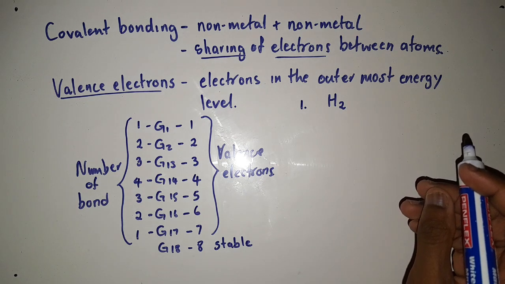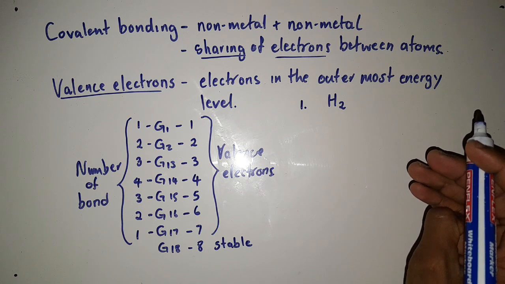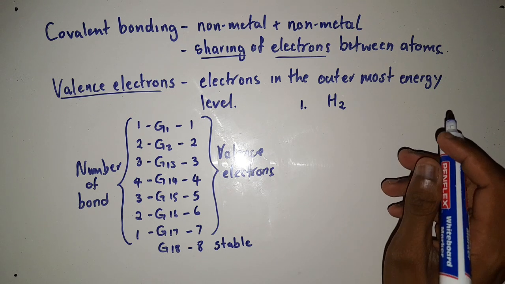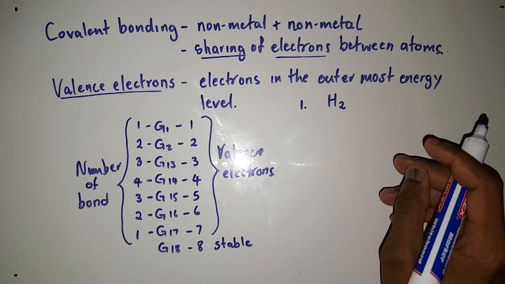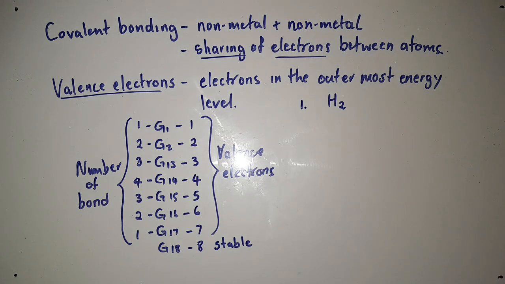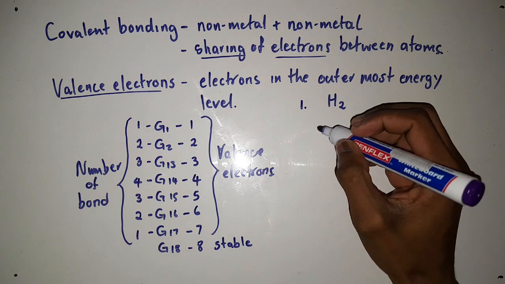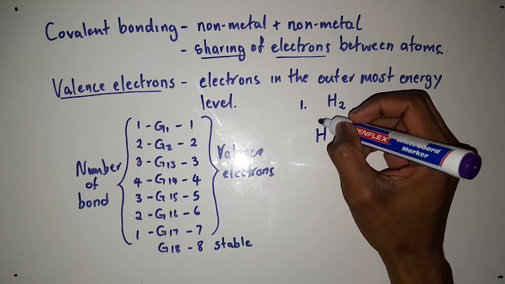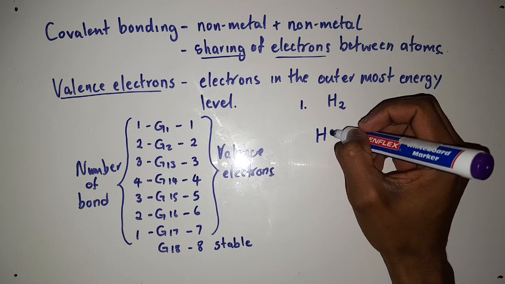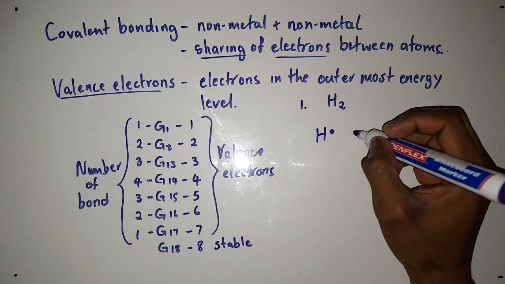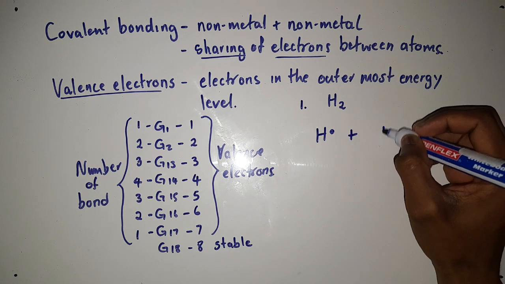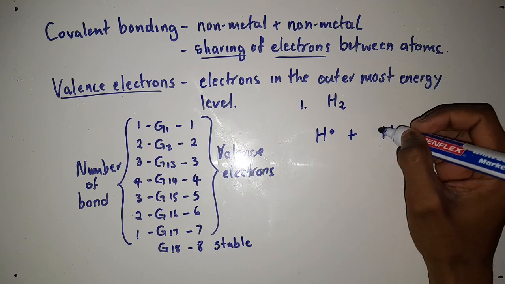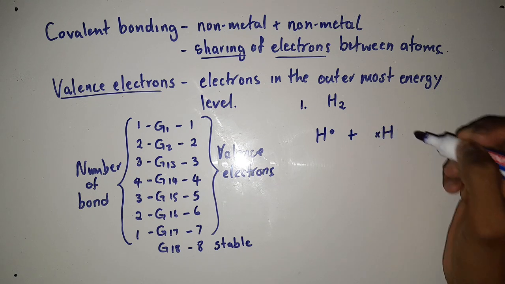Then if we go to our periodic table, we know that hydrogen is situated in group 1. That means it is going to have 1 valence electron. Firstly, you can start by separating those hydrogen. We have 1 of this. Let me write a single dot like this, then plus another one like this. Let me put X. You see?